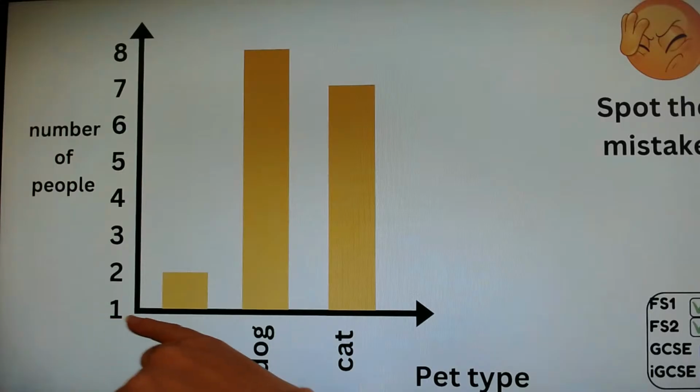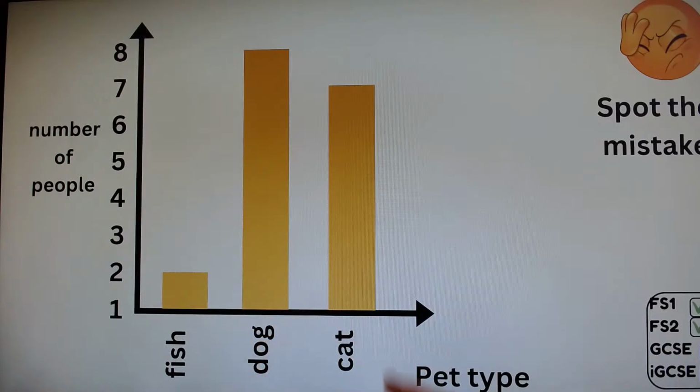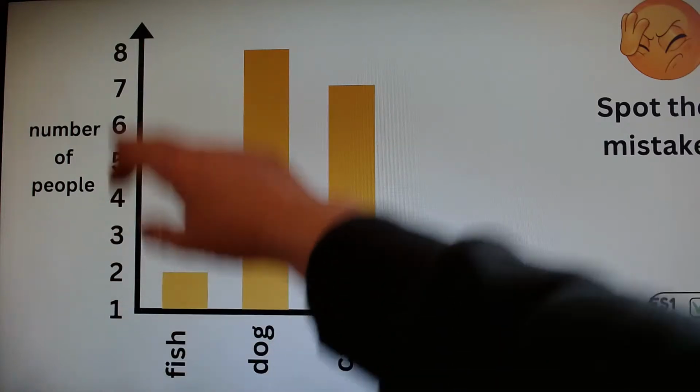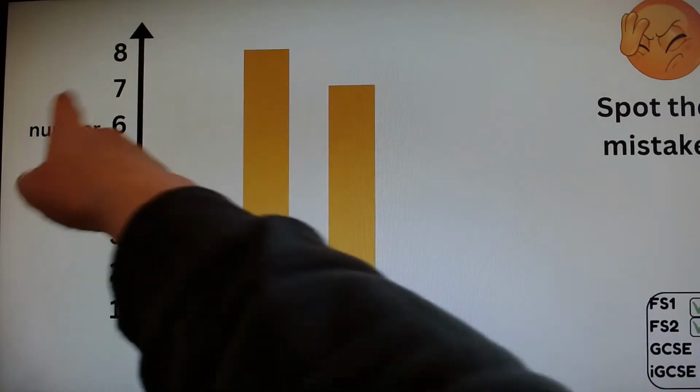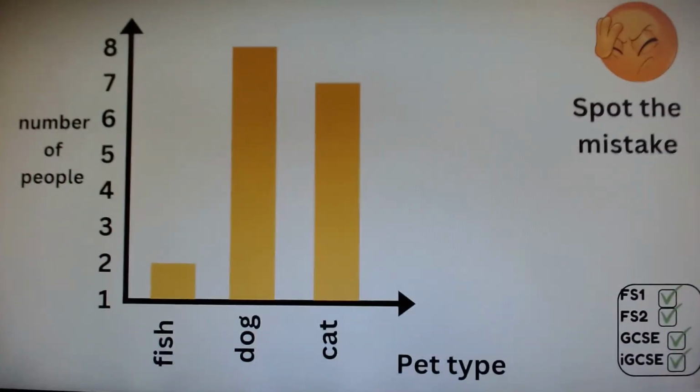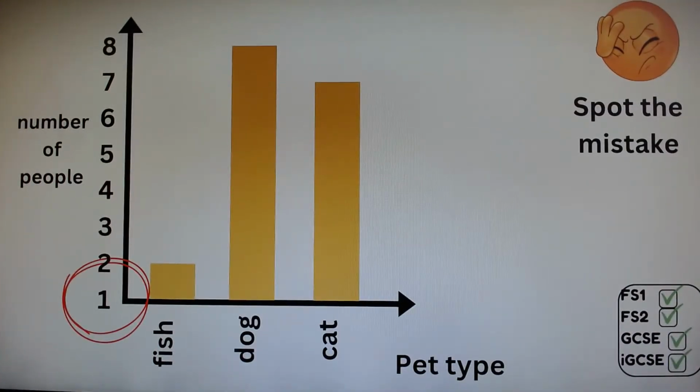right. I've not got an option for 0. I've not got an option for nobody having a pet fish, for nobody having a pet dog, or nobody having a cat. This has to start at 0. So it should have gone 0, 1, 2, 3, and so on like that. We could also have called this frequency instead of number of people, but that's not a problem. I've still been quite accurate there. So yeah, it should have started at 0 on this axis.